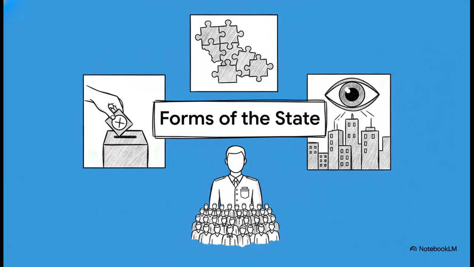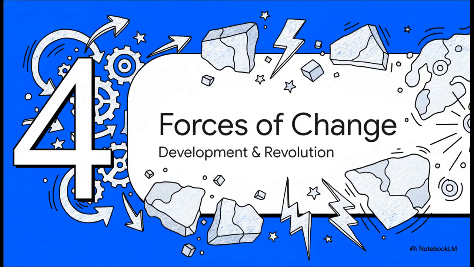And of course, states come in all different forms. They can be federal systems like the United States, or something else entirely. They can be democracies that protect individual rights, or authoritarian regimes that crush them. The syllabus also points to the rise of the security state, where government surveillance and control become a really central part of the whole system. But here's the thing, states are never static. They're constantly being shaped and reshaped by these incredibly powerful forces.